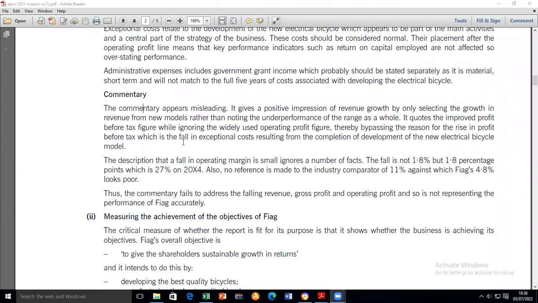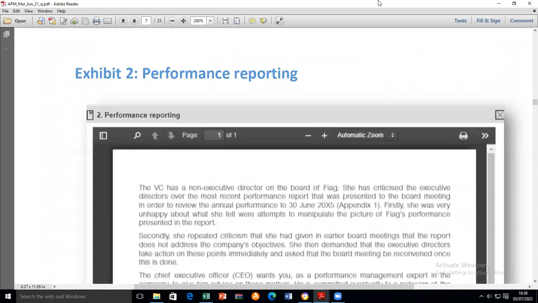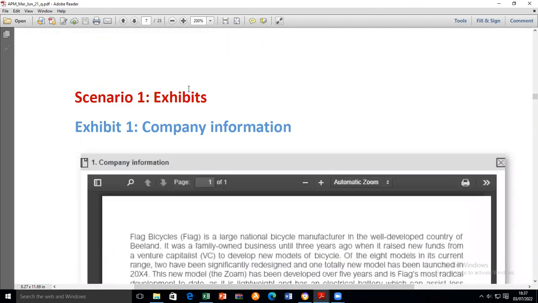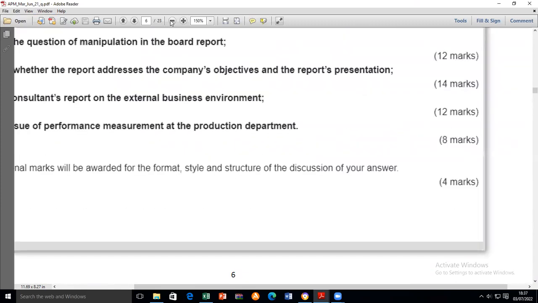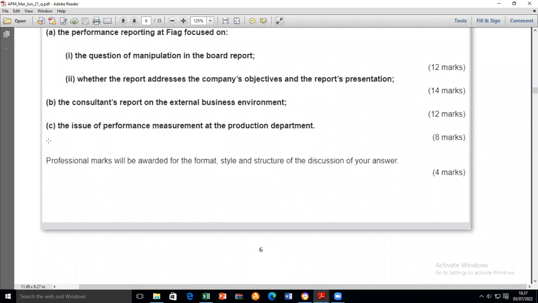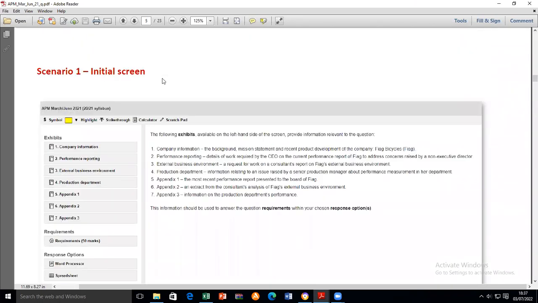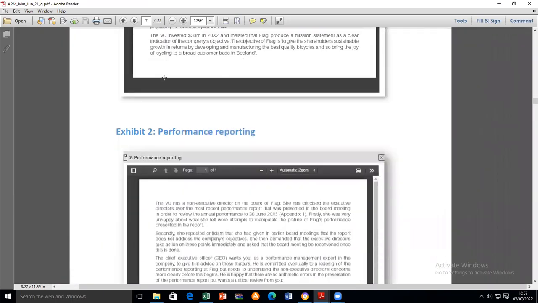Let's come to the next item. The next item in our question was the consultant's reports on external business environment. So what are the specific requirements that we are to attend to? Yes, the requirements are very specific.